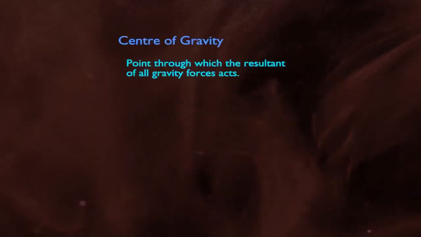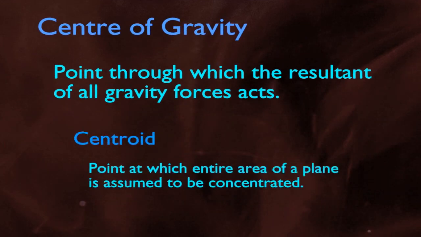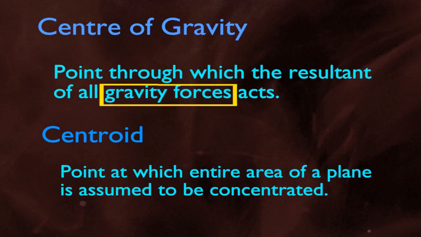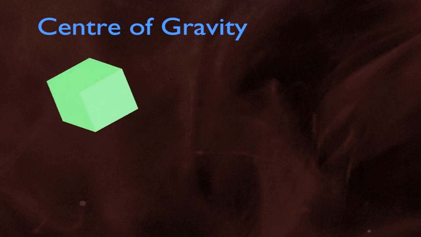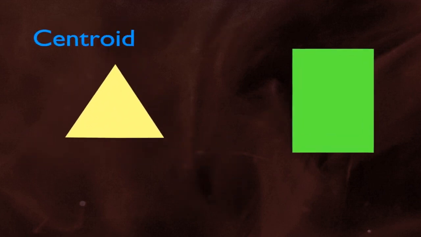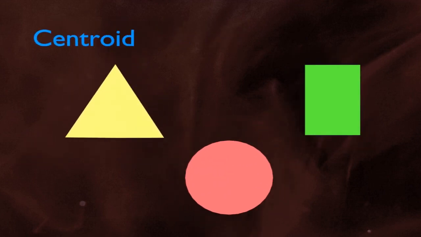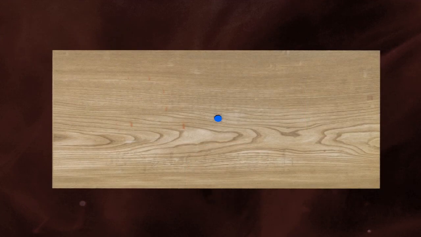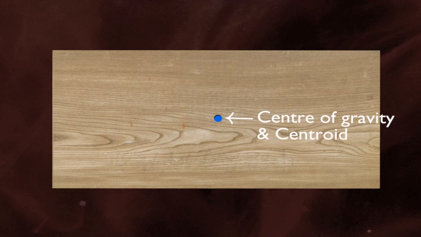As per definitions, concentration of weight of the body is considered in the case of center of gravity, while concentration of area of elements of the body is considered in the centroid. So, center of gravity applies to bodies with weight like a cube, cone, cylinder, and centroid applies to plane areas like a triangle, rectangle, or circle. For an object with homogeneous material and very small thickness, center of gravity and centroid are the same.